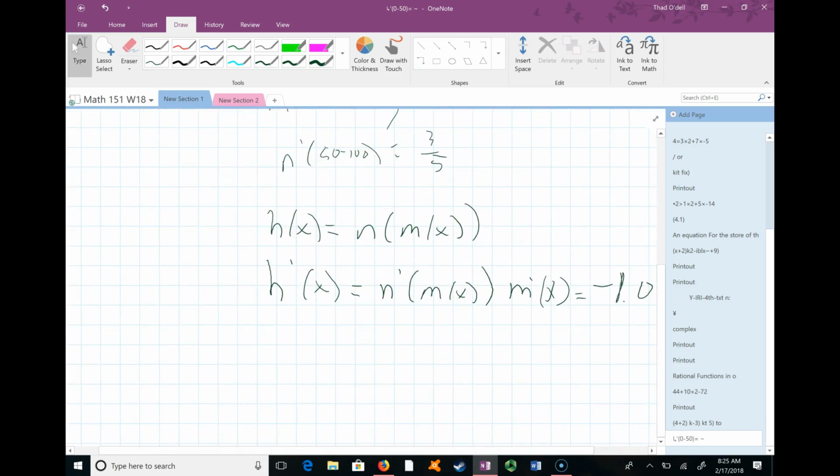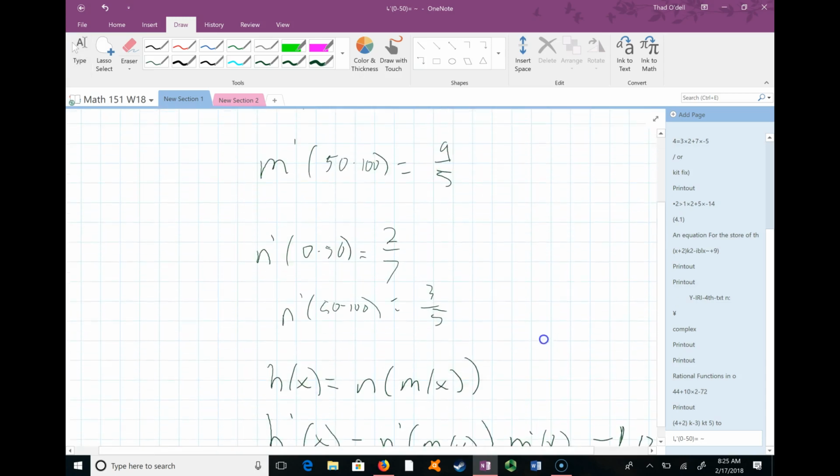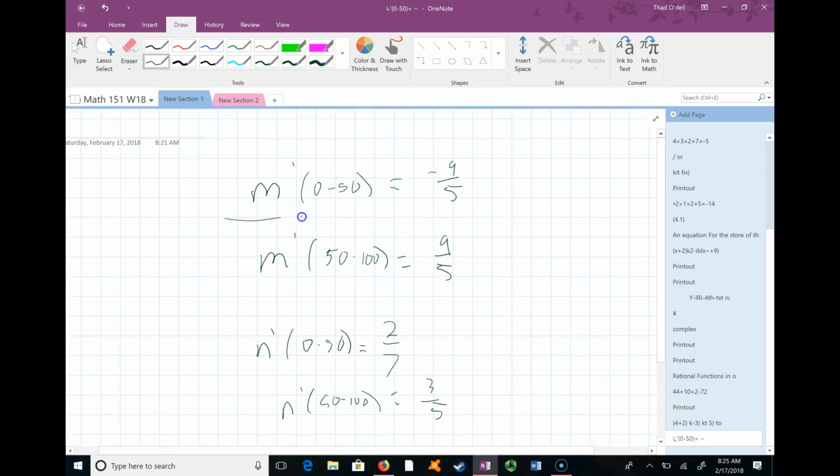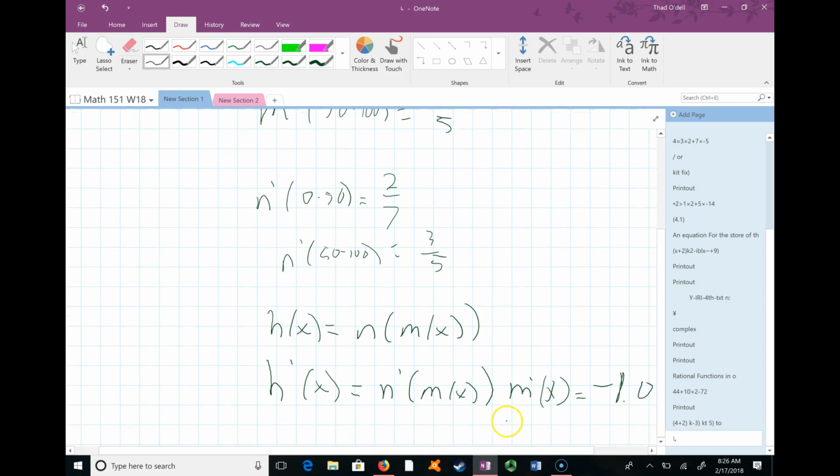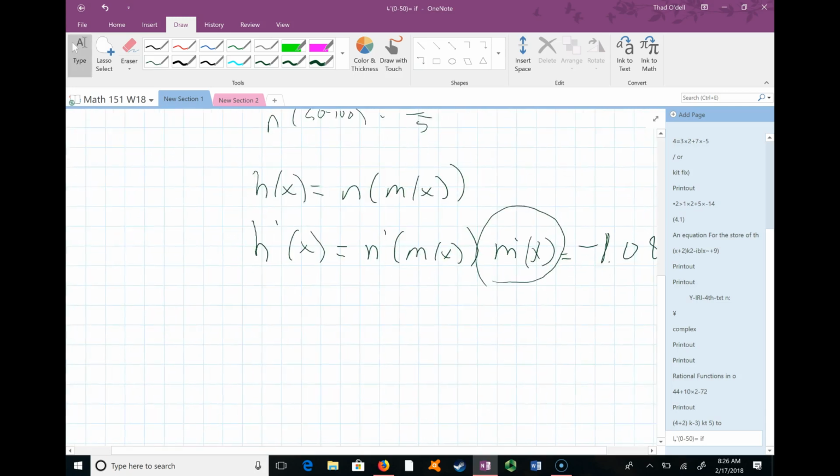Okay, so since it's negative, notice the only negative values here are this guy. So we need m prime. So this right here, we need x to be between 0 and 50. So first of all, we need x to be between 0 and 50 because of that.